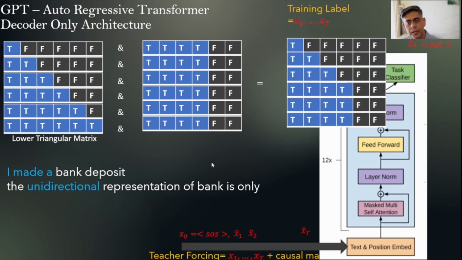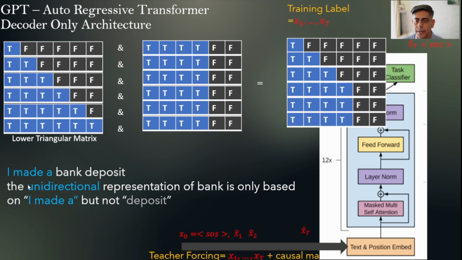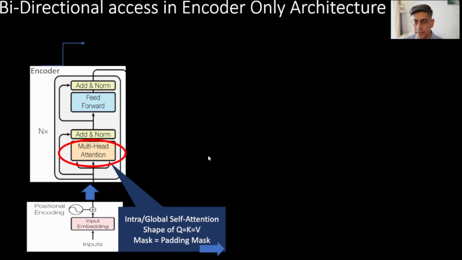Now, what is the implication of this? The implication was that if there is a sentence like "I made a bank deposit," bank had access to the left side of the tokens, but not the right-hand side. That is what is shown here. So therefore, this is a weak context which the bank is getting. It's not understanding both right and left-hand side.